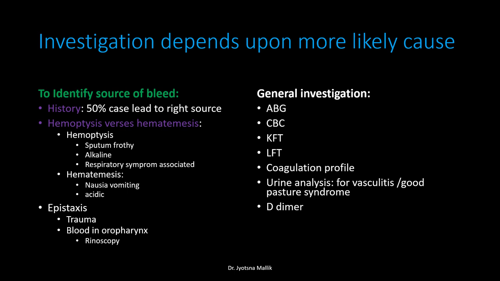Other general investigations we have to send are ABG, chest X-ray, KFT, LFT, coagulation profile, urine analysis to look for any vasculitis, and D-dimer for pulmonary embolism if we are suspecting it.